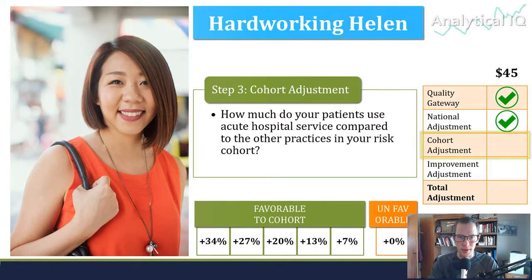The cohort adjustment pits your practice against all the practices in the same primary care first risk bucket. So Hardworking Helen, her practice treats patients with aggregate risk level 3. So this would be against all the other level 3 practices. And the question is, how much do your patients use the hospital compared to the rest of the practices in your cohort? If you're worse than average, or sorry, worse than the median, you get nothing.